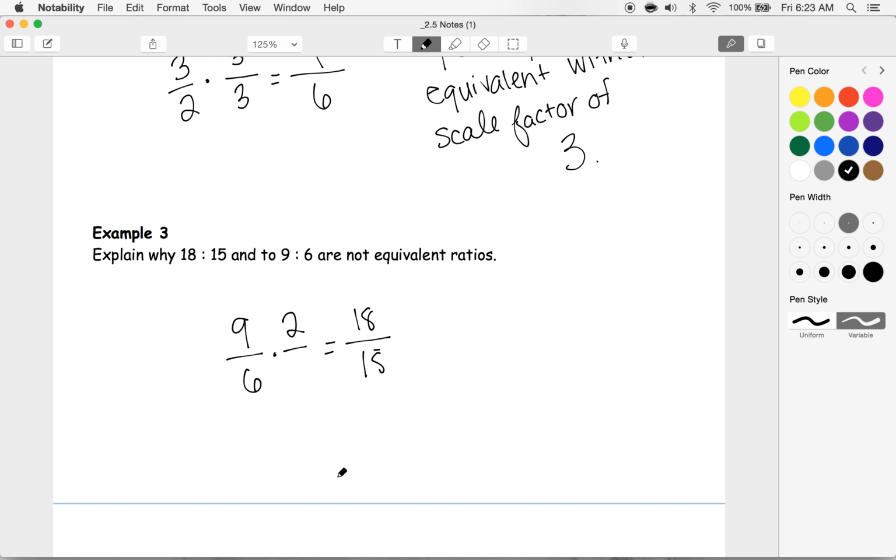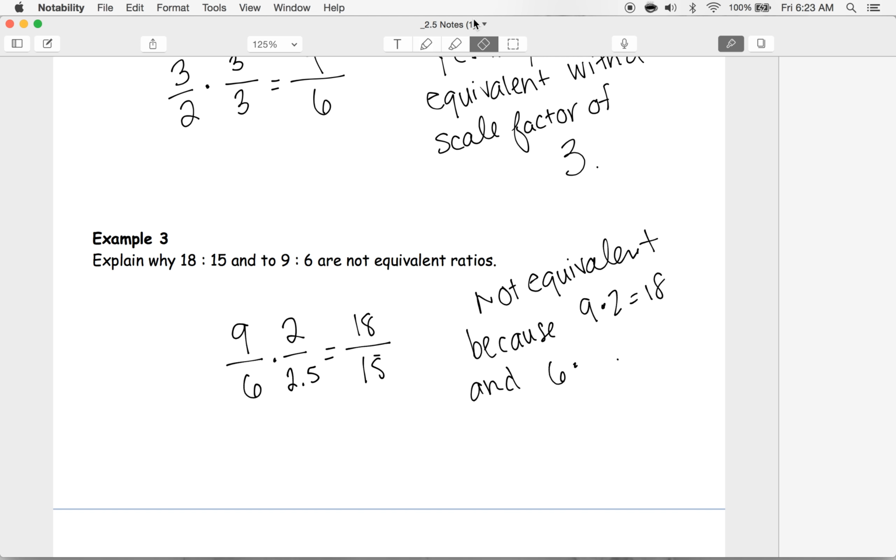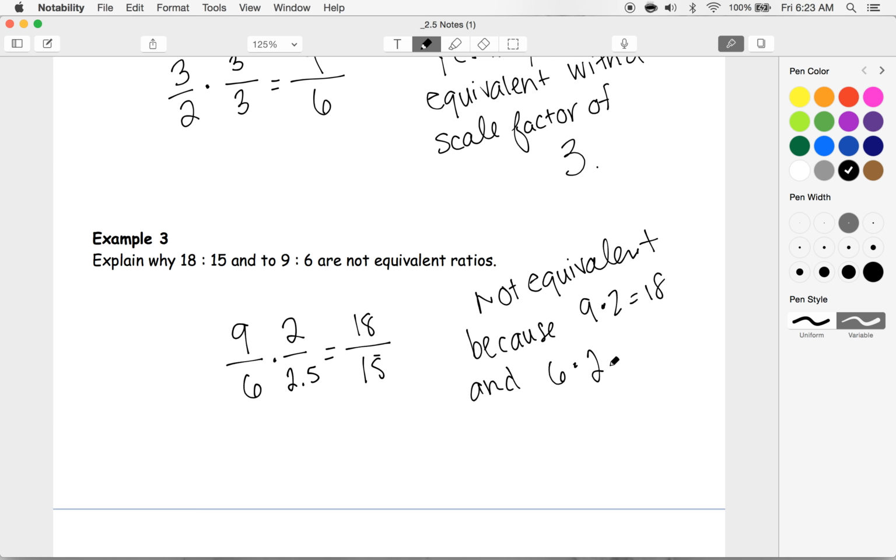To get from 6 to 15, well, I know it's not 2, because 6 times 2 would give me 12. In case you're wondering, the thing that does get me from 6 to 15 is actually 2.5. So I'm going to put a little decimal there. So not equivalent, because 9 times 2 equals 18, and 6 times 2.5 is 15, which is not the same scale factor.